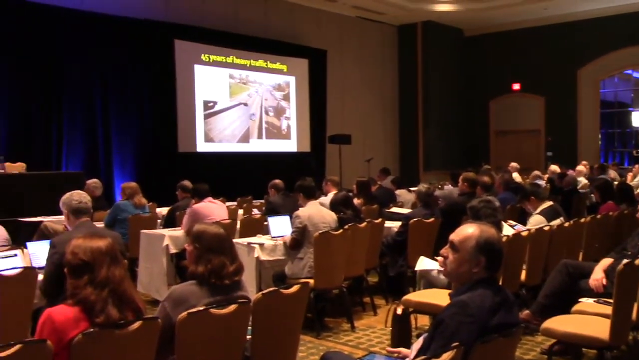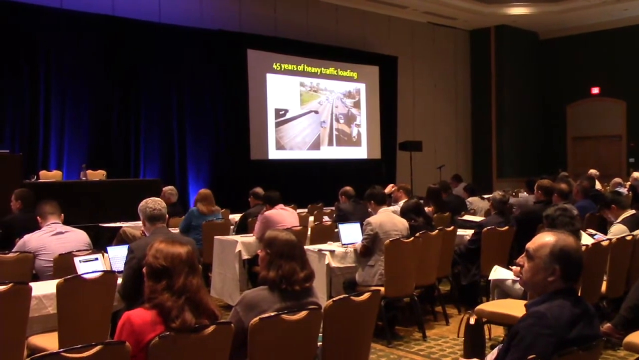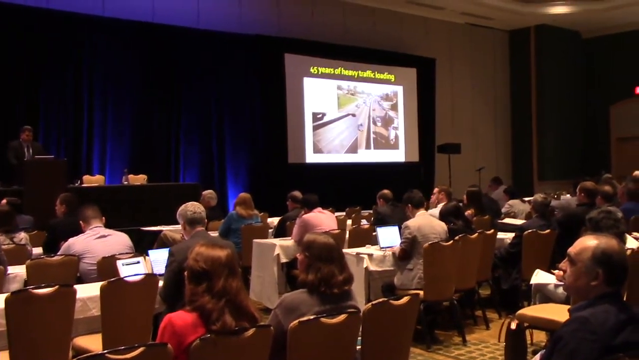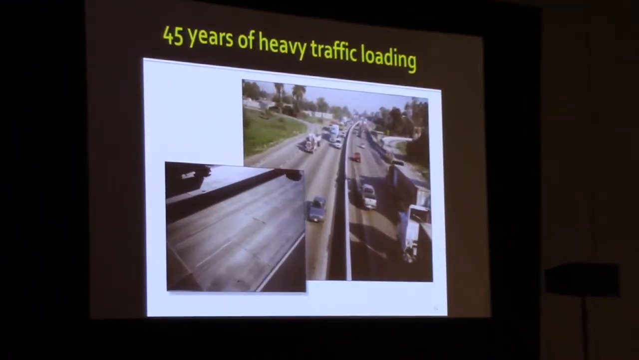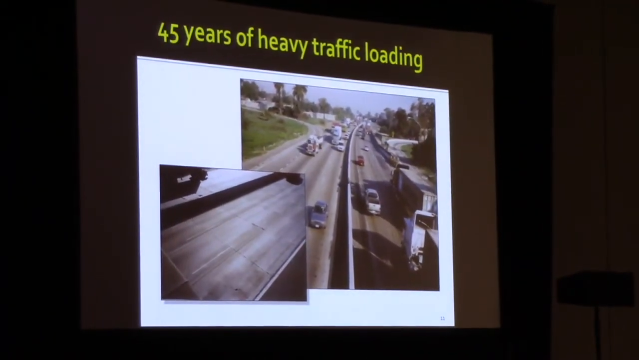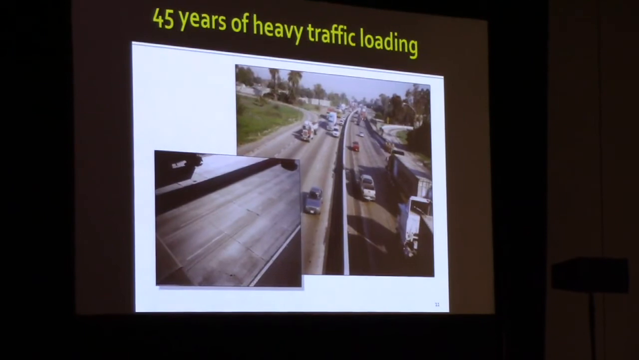So this is what that portion of the interstate looked like prior to construction. 45 years, Portland cement concrete pavement. As you can see, it's seen better days.